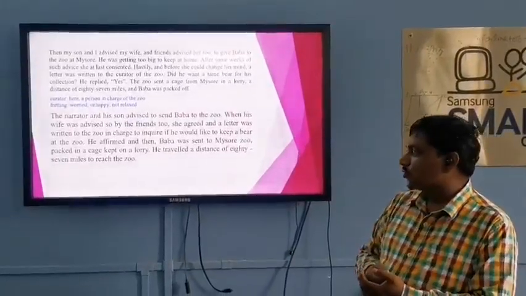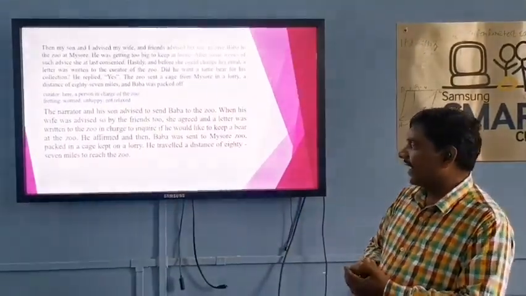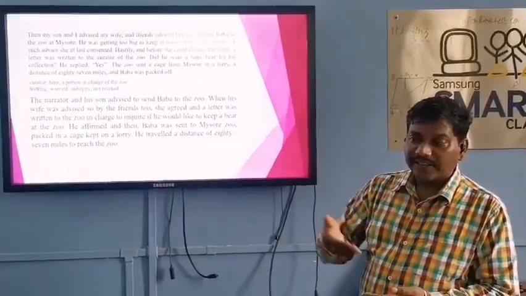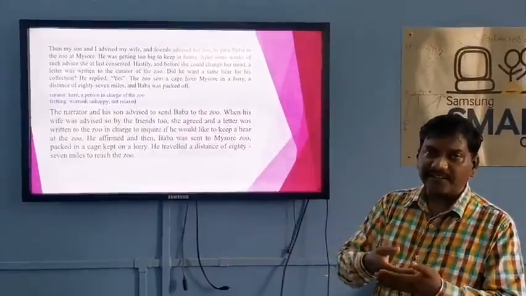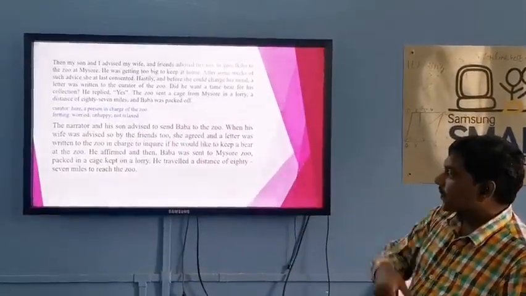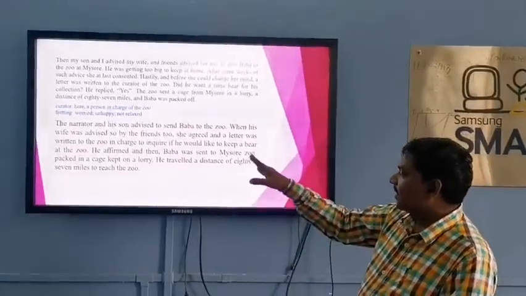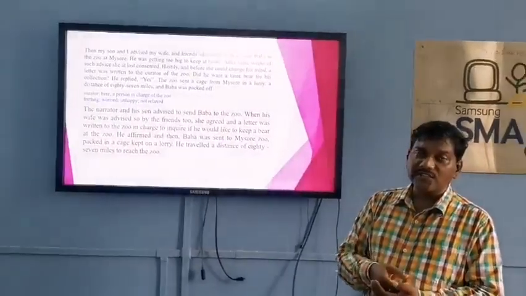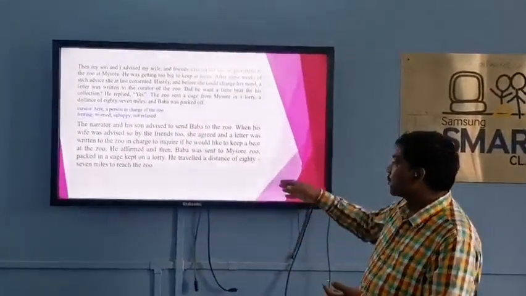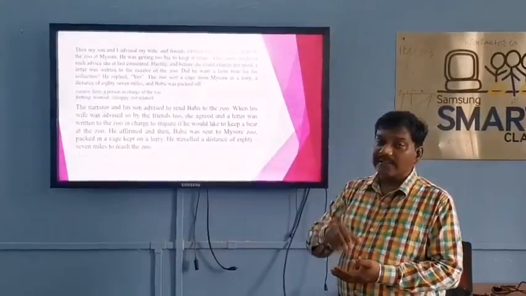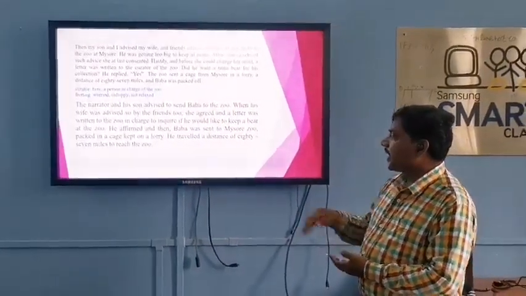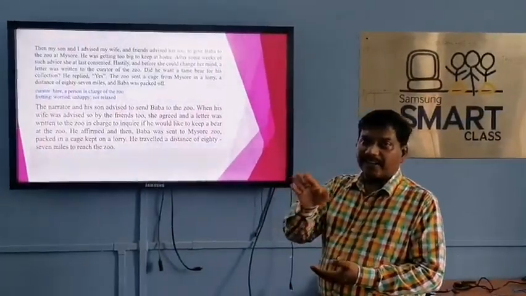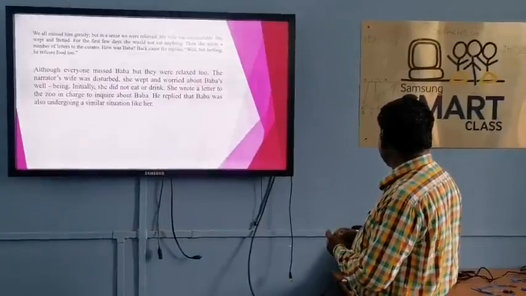When he was taken to Mysore Zoo, he was kept in a cage, kept on a lorry. So, in a lorry, the cage was kept, and inside the cage, Baba was packed, and he traveled a distance of 87 miles to reach the zoo. The distance from Bangalore to Mysore was 87 miles. They covered the distance of 87 miles, and lastly, Baba arrived at the safe place in Mysore Zoo.